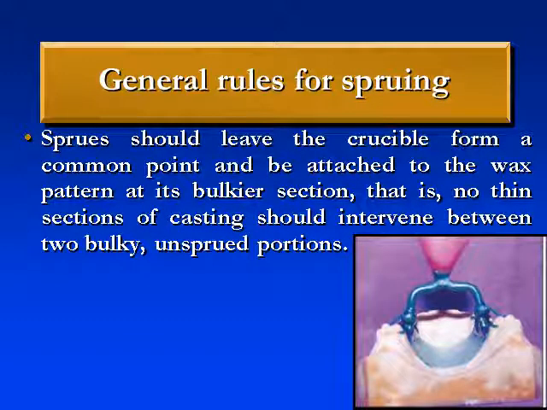Also, the sprue should leave the crucible former, as we saw here in the pink triangle, from a common point. I mean, there is a connection point, attached to the wax pattern of the metal framework in the region of the bulkier section. The result of these two requirements is that no thin section of the casting should intervene between two bulky unsprued portions. That means we will ensure uniform distribution of the molten metal during the casting procedure.